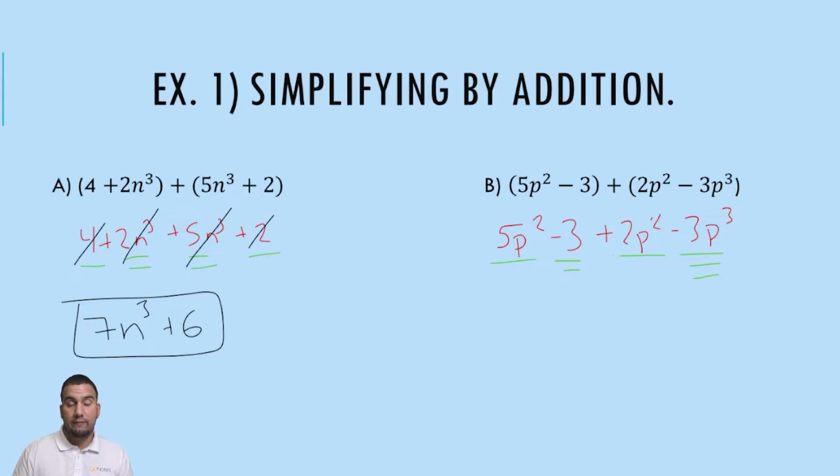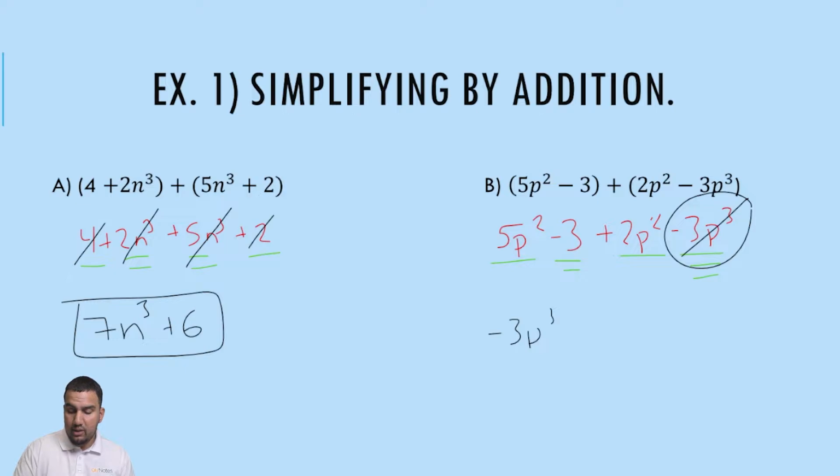So I'm going to go with highest degree first, which I know my highest degree is going to be the negative 3p cubed. So I'm going to put that first. And since there's nothing else to combine it with, I'm just going to go ahead and cross it off. I'm going to look for my next smaller term, which is going to be p squared, but there's 2 of them. So I'm going to combine 5 and 2. Just combine, don't do opposites.